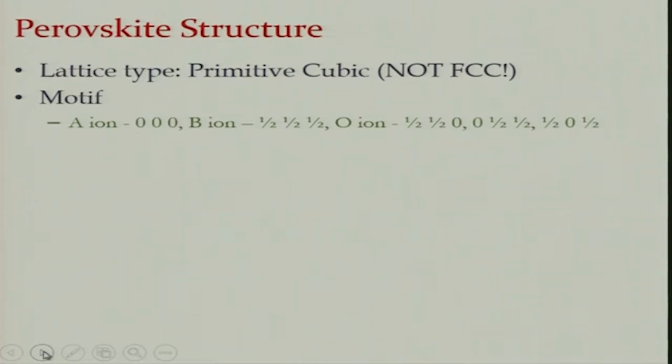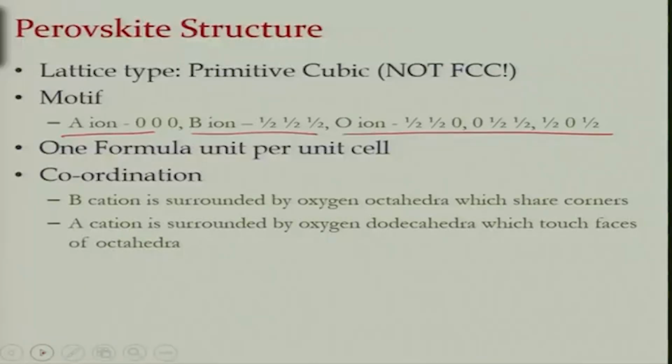The motif is A at 0 0 0, B at half half half, and oxygen at half 0 0, 0 half 0, 0 0 half, or rather half half 0, 0 half half and half 0 half. You will have to define all the positions for a primitive cubic structure. Basically it is like a molecule, one molecule sitting at one lattice point. So, you have one formula unit per cell; one formula unit is one lattice point. And for coordination, B is surrounded by oxygen octahedra and A is surrounded by oxygen dodecahedra, which touch the faces of the octahedra.